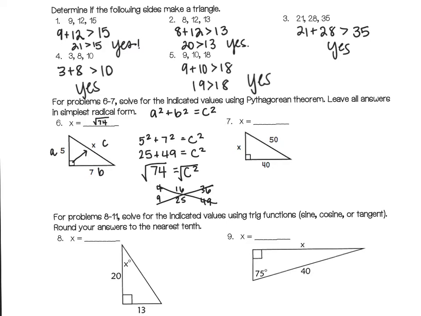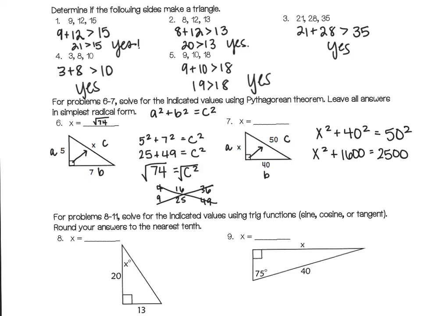For number 7, same idea. C is going to be the hypotenuse. A and B can be interchanged. So when I set this up, I'll have x squared plus 40 squared equals 50 squared. So then I square 40 and I square 50.